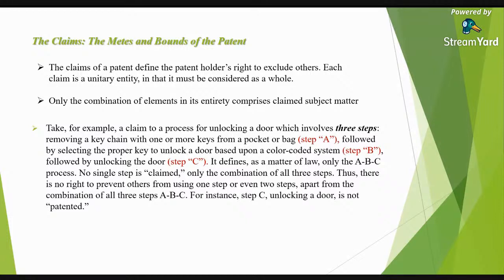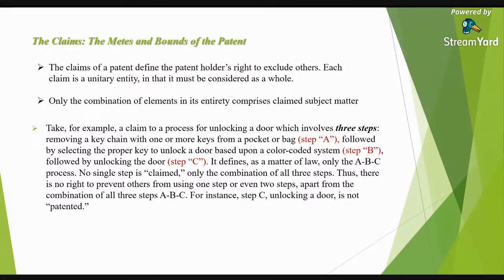So here for you, I have given you an example of a process. Suppose, for example, it's a process for unlocking the door. So it has 3 steps. What you will do is remove the keychain with one or more keys from the pocket. That's first step. Then select the proper key to unlock the door upon a color coded system. So you would have a yellow colored key, or a key with holes, or a key which is bent, or a key with a number. So that's step B. And then rotate the key in the lock, so that is unlocking the door. That is step C. So if you want to describe the process, it is A plus B plus C.